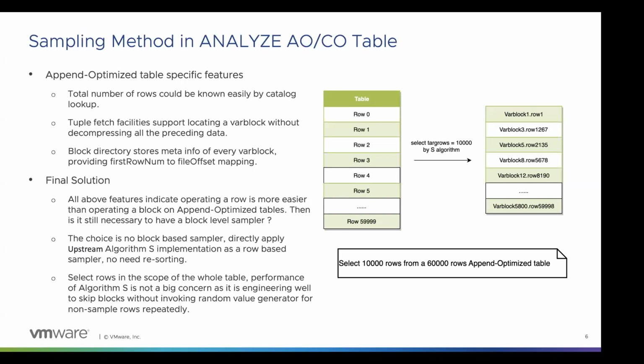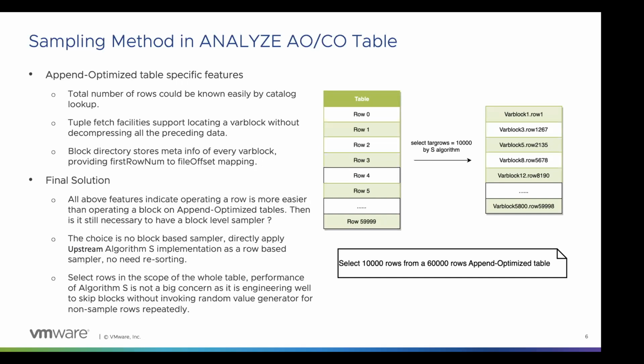That means an index scan. When we first read the index, we get the tuple TID, and using the tuple TID, we jump to the location of the physical blocks and read the tuple. This is the feature of the Append Optimized table.